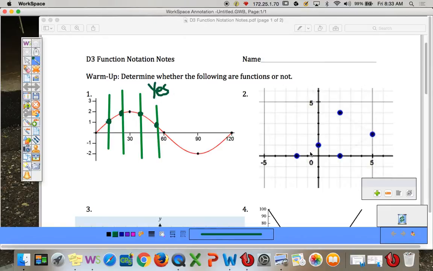Now the second one right here, ignore the line right here. Let's just look at the dots, all right? Again, if you draw vertical lines, does every x value only have one y value? And if you take a look, most lines that I draw only have one, but here when x is 2, there's two answers here. And so this is not a function because for when x is 2, you have two answers. So 2 is not a function.